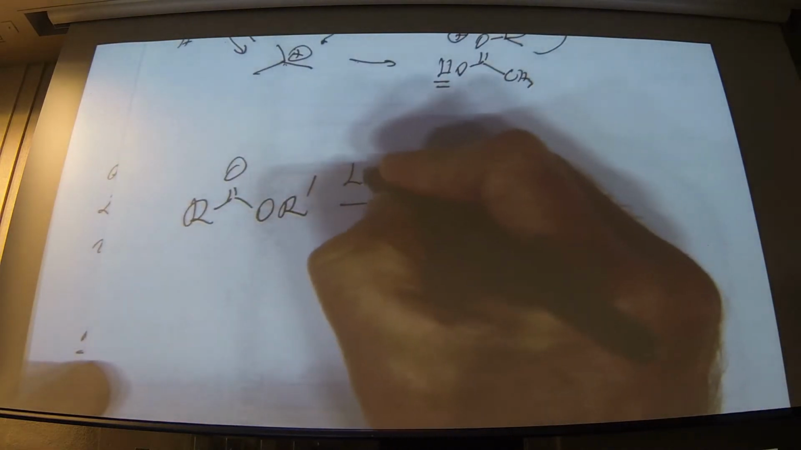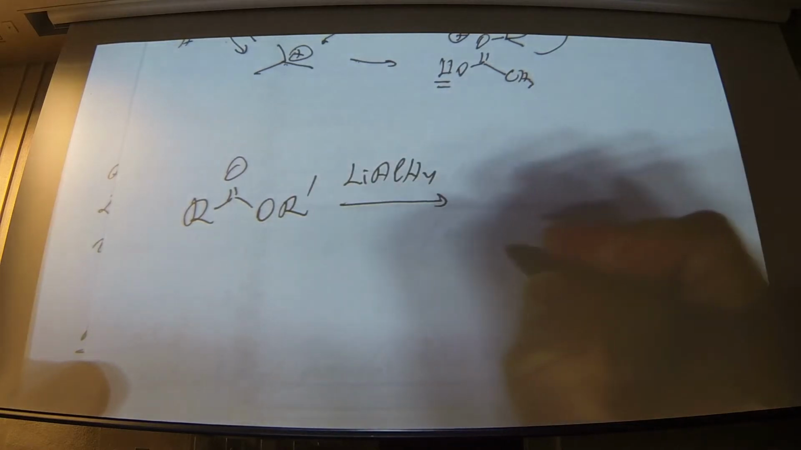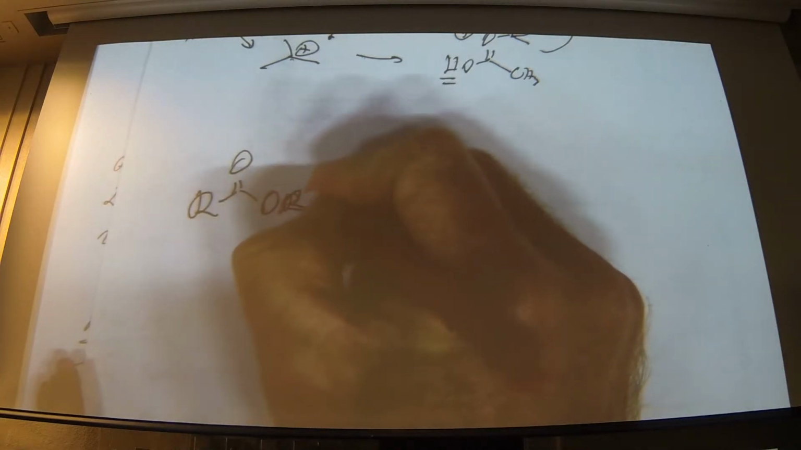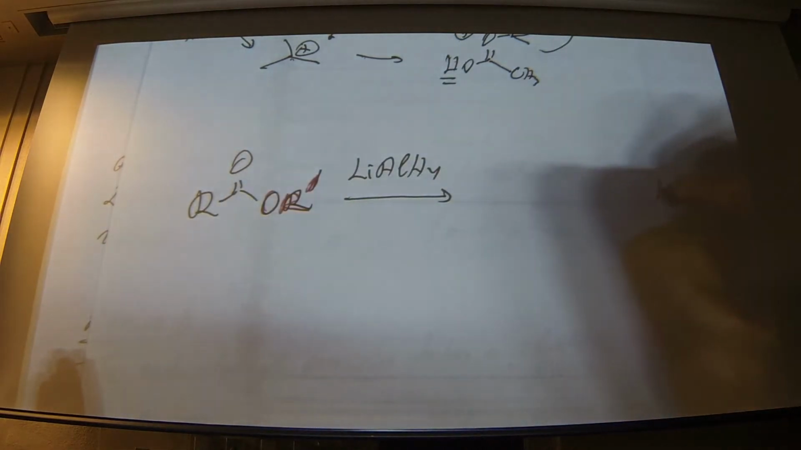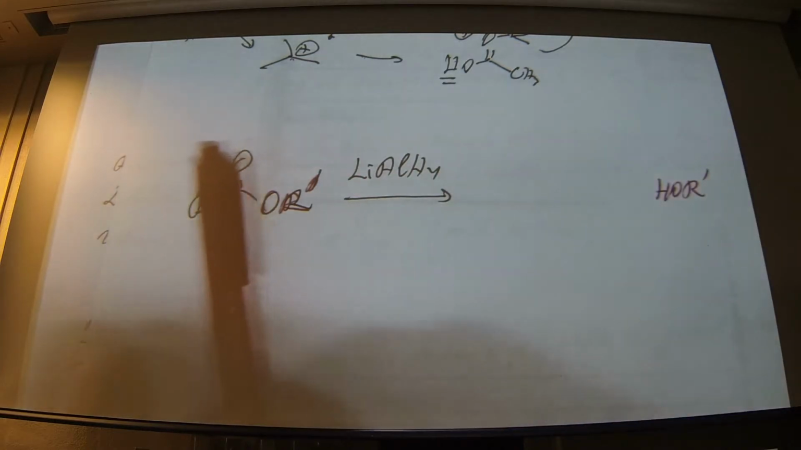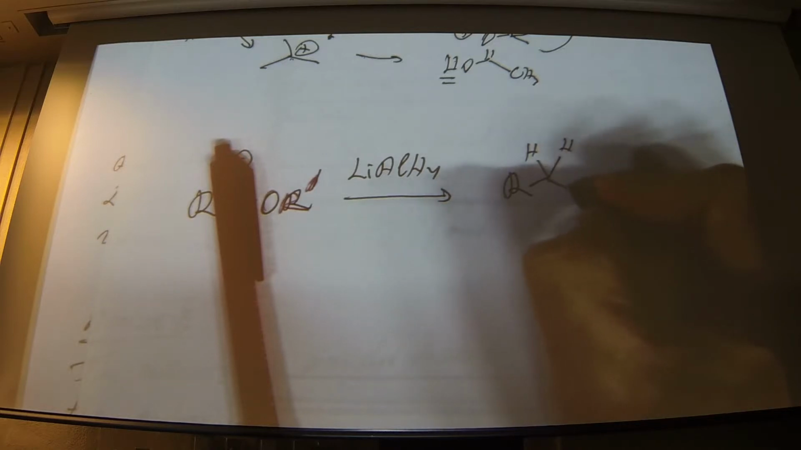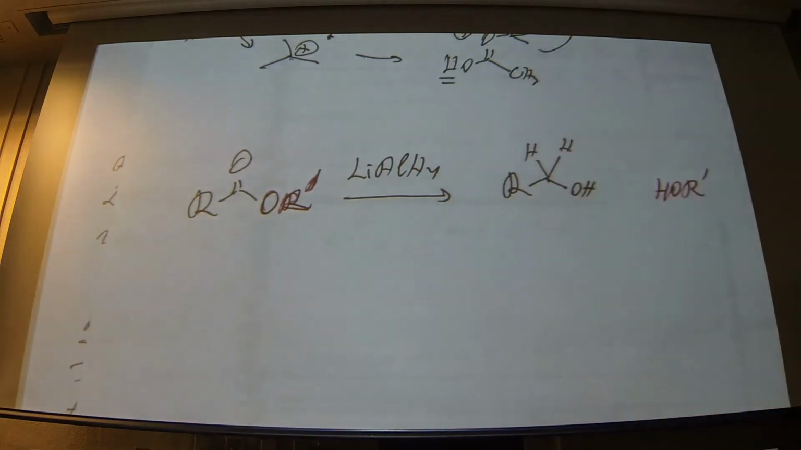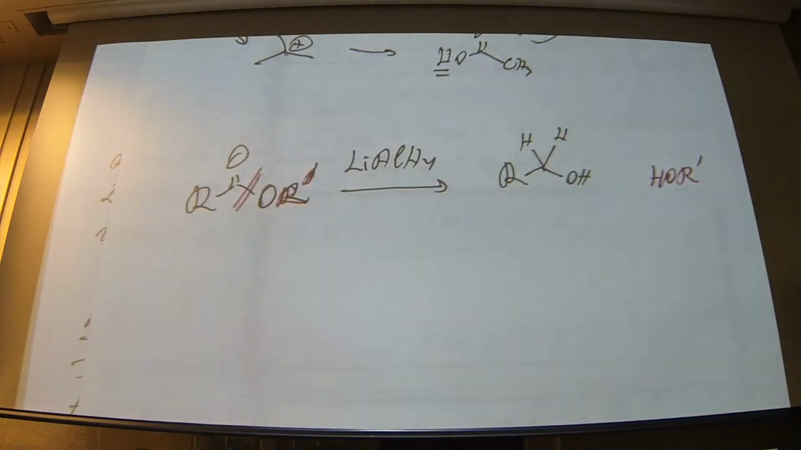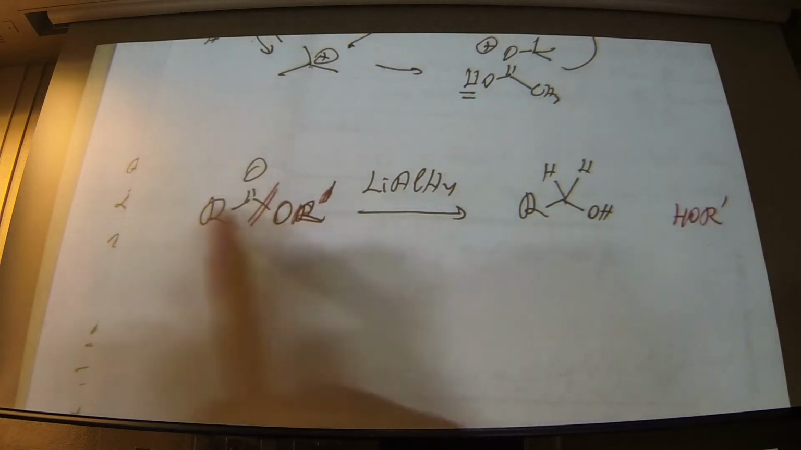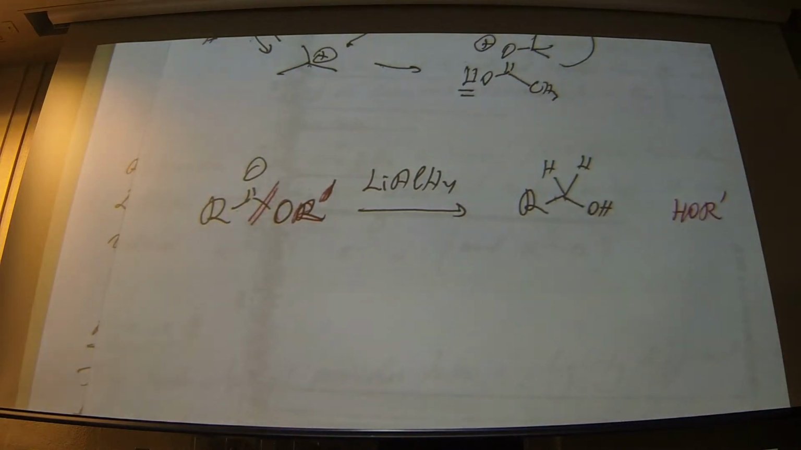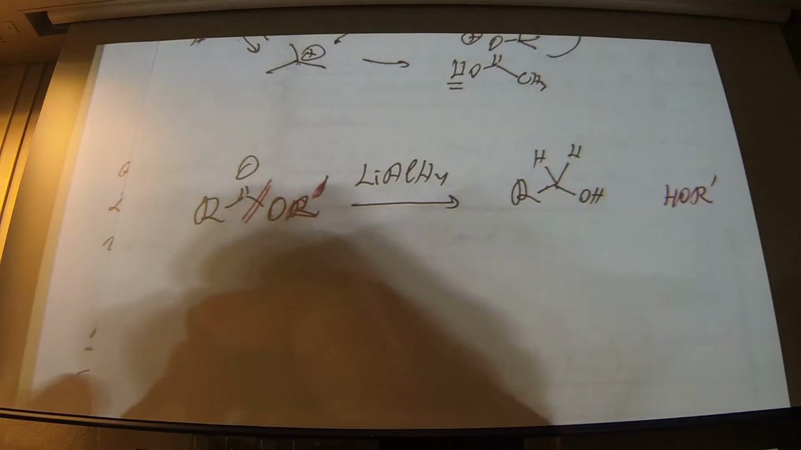I treat this with lithium aluminum hydride, and it says we use color, but it didn't. So I end up with two alcohols, and in fact, I have cleaved that bond, right? That bond is no longer there. The left-hand piece is here, the right-hand piece is there. That's two different molecules. Now we do the same thing with an amide.